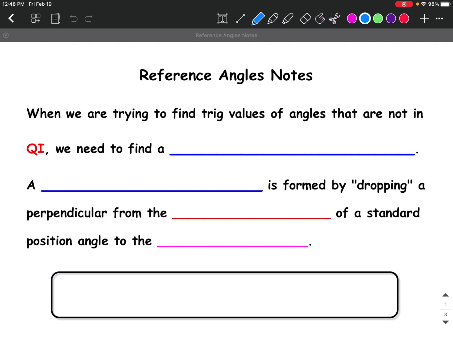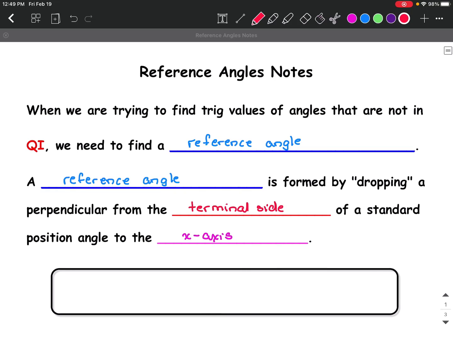So when we are trying to find trig values of angles that are not in quadrant 1, we need to find a reference angle. Okay, so a reference angle is formed by dropping a perpendicular from the terminal side of a standard position angle to the x-axis.